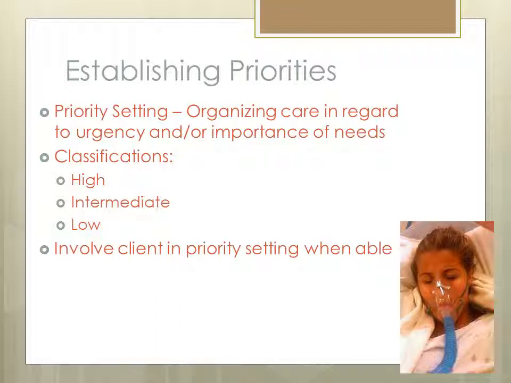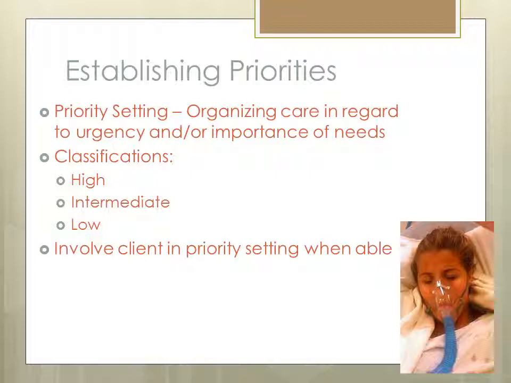Priority levels can change as client condition changes. We need to look at Maslow's hierarchy to help us prioritize. We start off getting our basic physiological needs taken care of first, which would include our safety, our oxygenation, and our circulation, to name a few. And FYI, pain is considered to be a psychosocial need, not a physiological need. So it does not take priority. Although, we do like to take care of our patient's pain, sometimes there's things that need to come first.